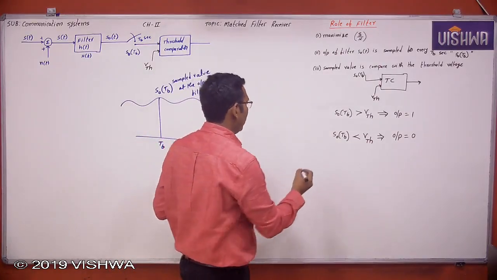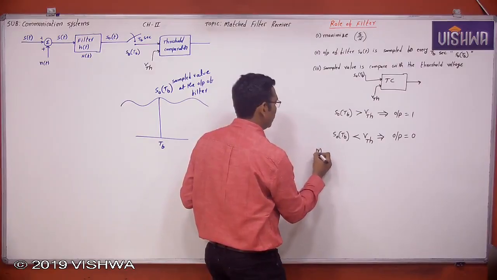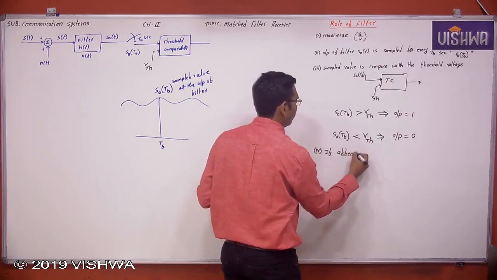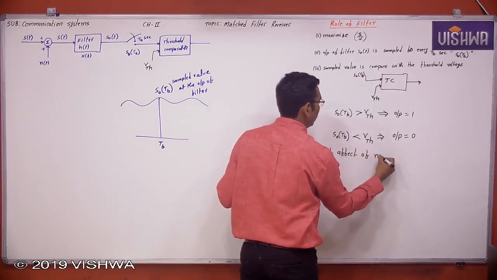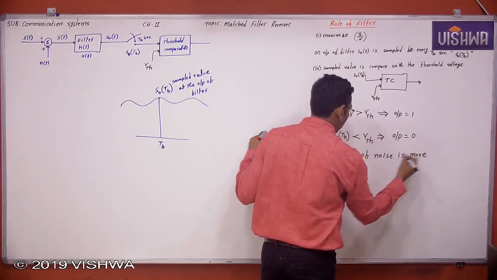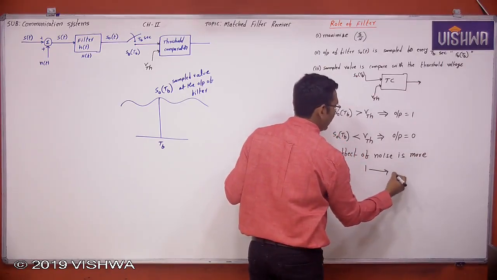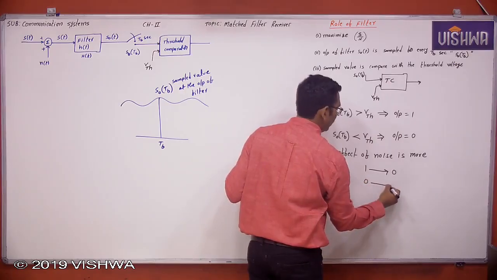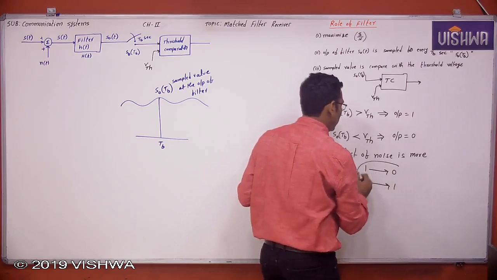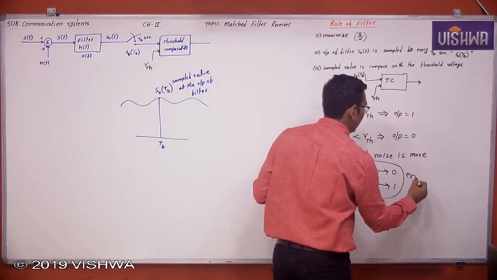So now what happens here, if the effect of noise is more, binary 1 will be treated as binary 0, and binary 0 will be treated as binary 1. If the effect of noise is more, errors will occur.